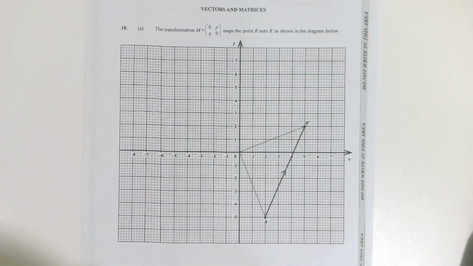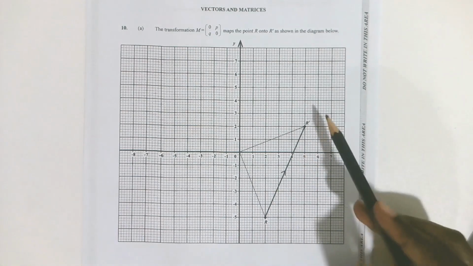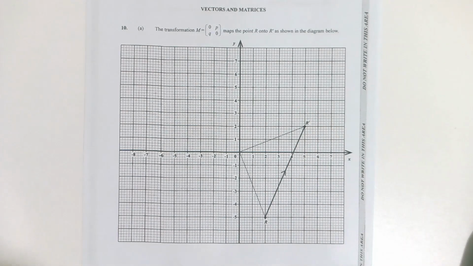We're finally on to the last question, which is question number 10a, and it says the transformation M is equal to 0 p q 0 maps the point R onto R dash as shown in the diagram below. And we're asked to determine the values of P and Q.